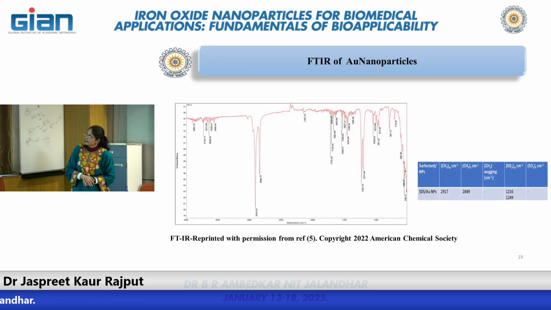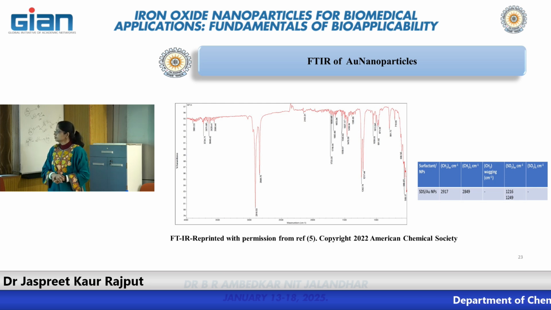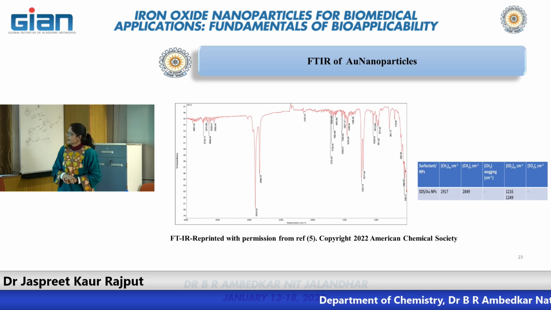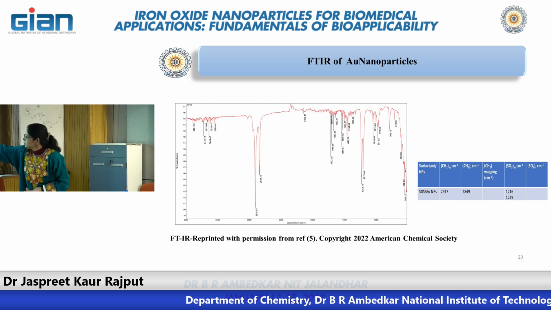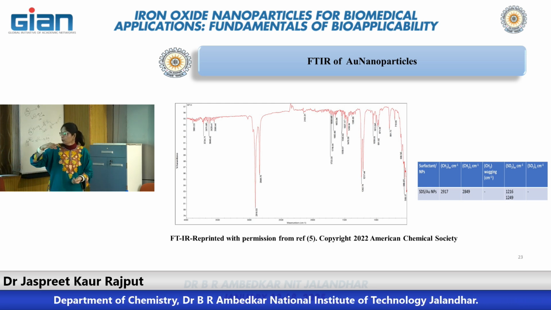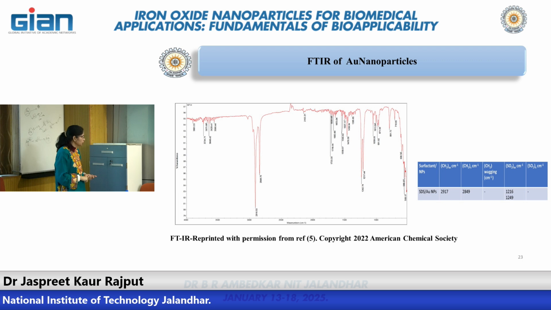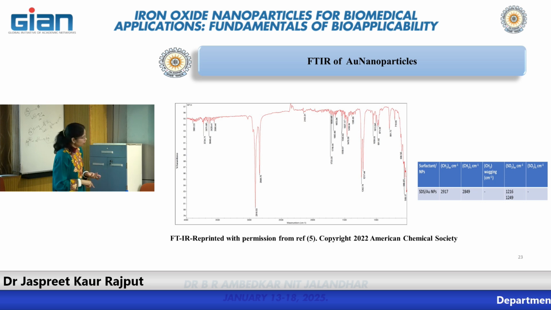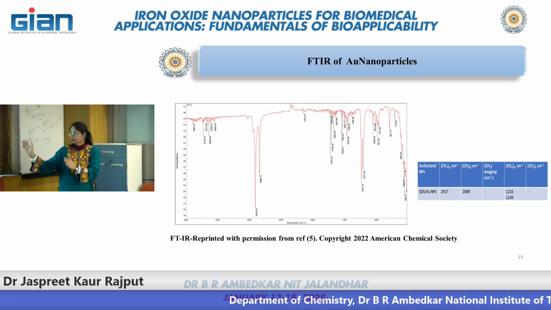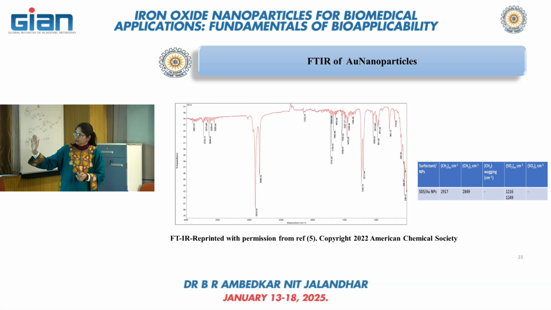This is again FTIR of the gold nanoparticles. If you talk about nanomaterials, they have a surface functionalization. In this case, you have a functionalization of sodium dodecyl sulfate. If it is purely a metal oxide or a metal, then you will not have any peaks or bands in this particular area from 2000 to 3000, right? It will be below 1000 if it is a metal oxide or metal.